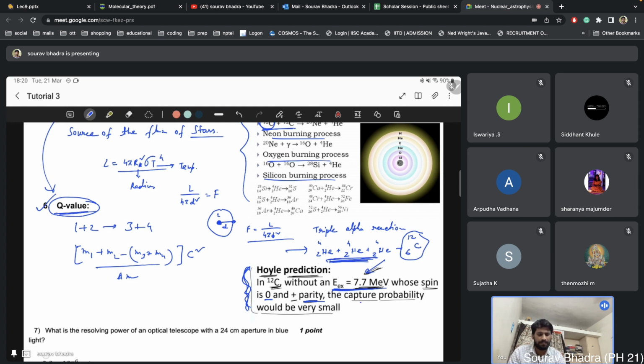So this is the main thing about the Hoyle prediction, which I told you. Nothing else. You can think of it as a theory that Hoyle gave for matching or balancing the reaction rate and the abundance of carbon 12. Okay, so that is the Hoyle prediction.